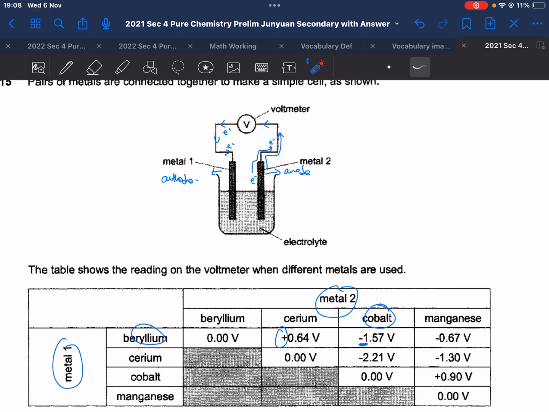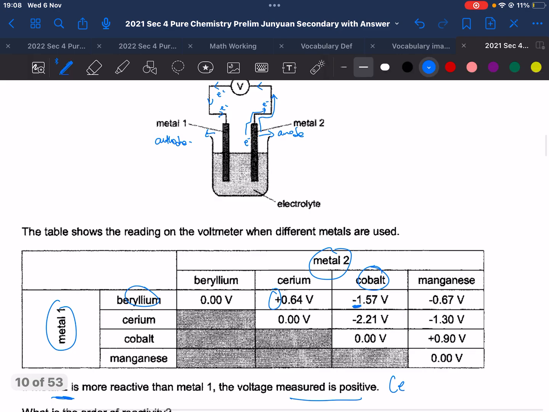Okay, so again, beryllium and cobalt. Cobalt is more reactive than beryllium. Is it? No, beryllium is more reactive than cobalt.